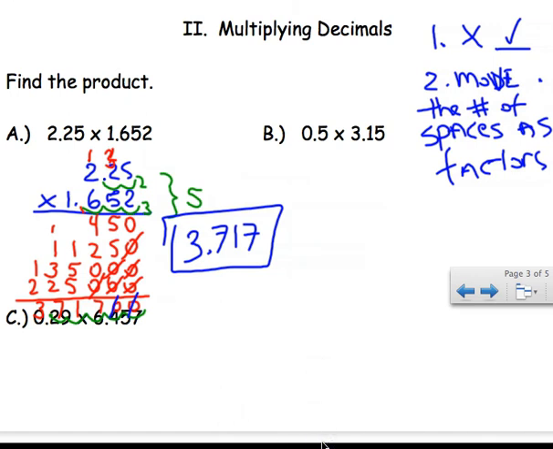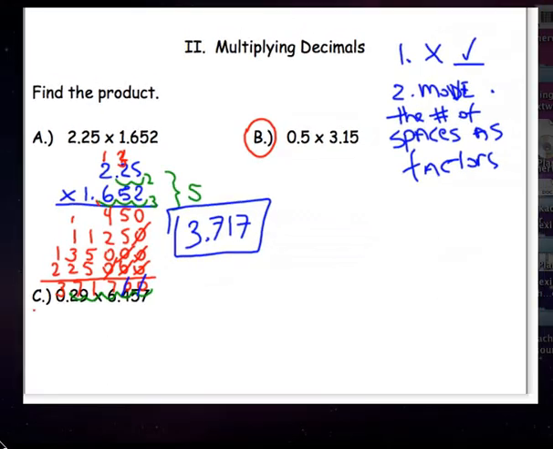I'd like you to stop the video here and try yourself. Your first example is 0.5 times 3 and 15 hundredths. And the second one I'm going to try to bring down so you can see it. Stop the video here. Press play when you're ready to check your answer.